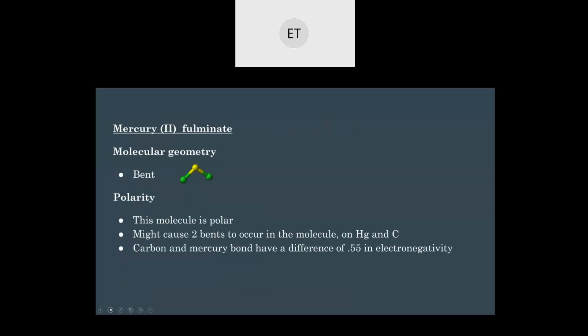So for fulminate, it's going to be bent as well, like I said, and it's going to be polar. It might cause 2 bends to occur in the molecule on mercury and carbon, just like cyanate, excuse me. And so the only difference here is that the carbon and mercury bond have a difference of 0.55 in electronegativity. So that's the only difference between the two.